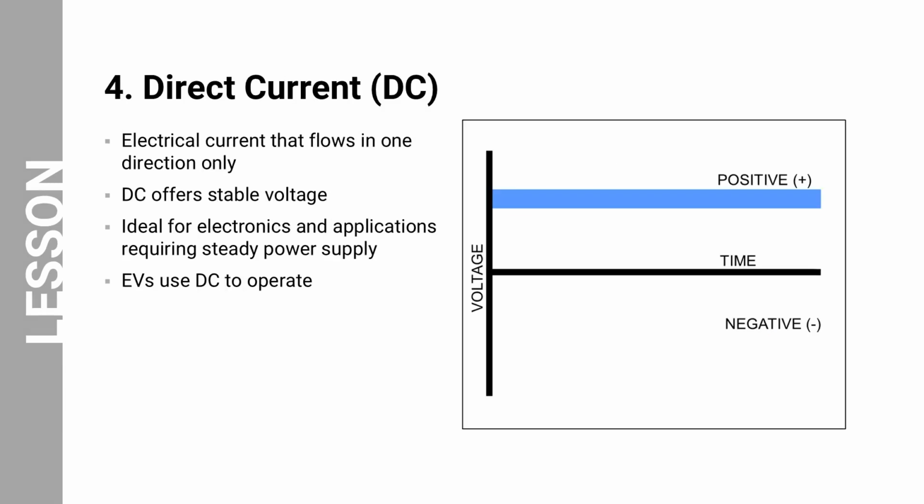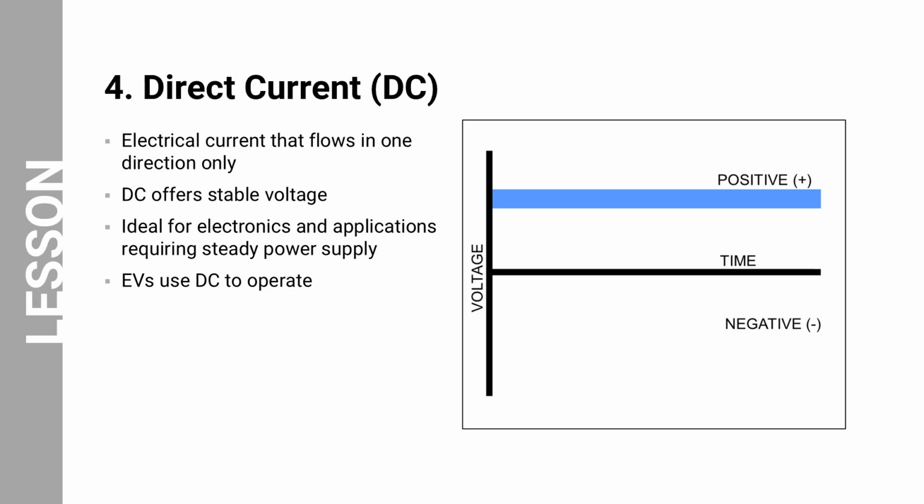Direct current is electrical current that flows in one direction only and keeps a steady positive voltage without any ups and downs as depicted in this image. DC is particularly useful for various electronic devices and applications that require a steady and stable power supply. The batteries of EVs store power in DC form. The high-voltage power from the battery pack is then fed to the motor controllers, which convert it into the appropriate currents and voltages needed to drive the electric motors.